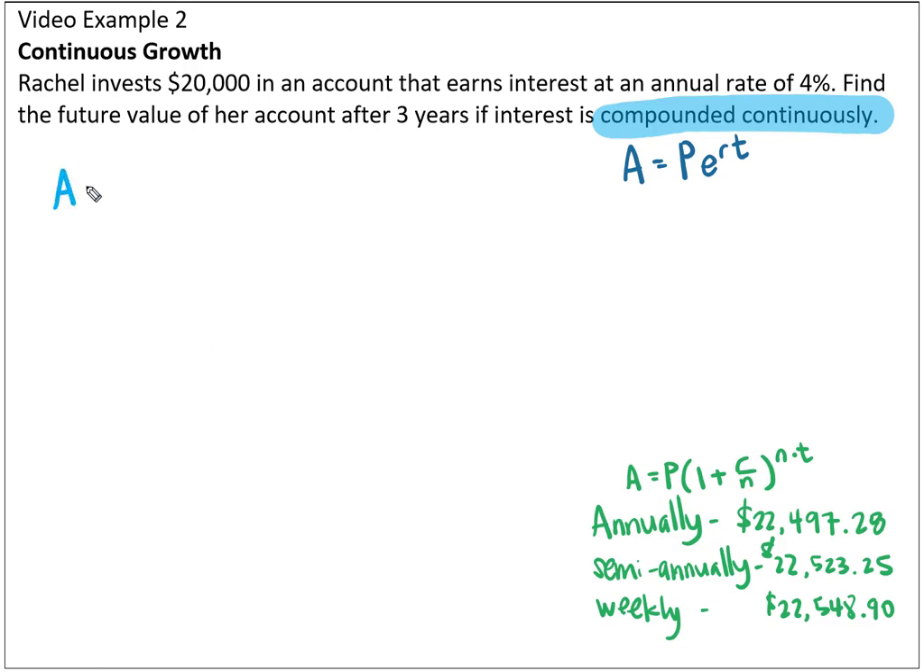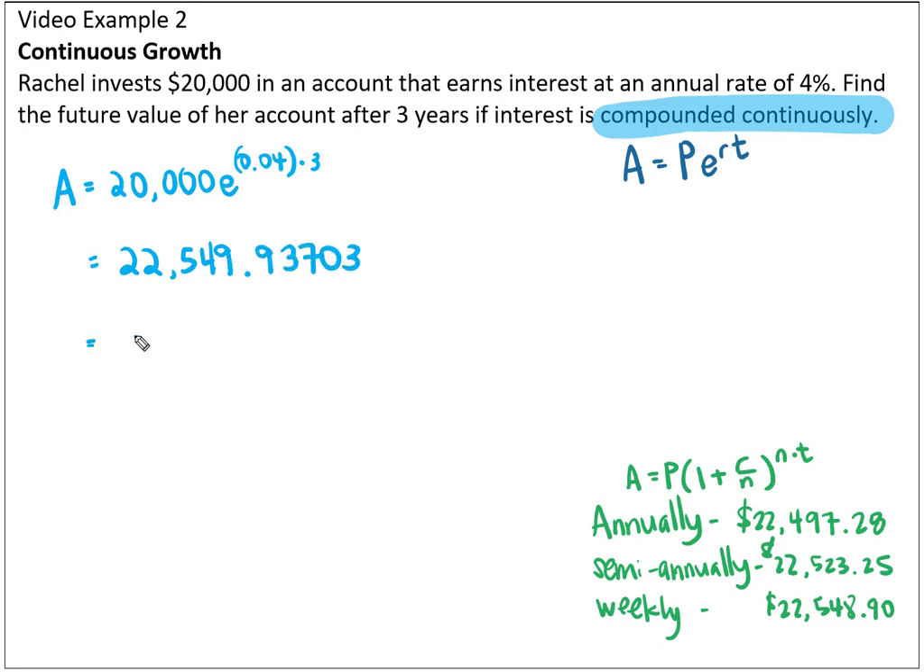So let's go ahead and write it out. And you can just let your calculator solve it for you. Make sure that you use parentheses if necessary. I get $22,549.93703. We'll round that to 94 cents. Just compare it to all the other answers we have. And so that is where you get the most money if you compound continuously.